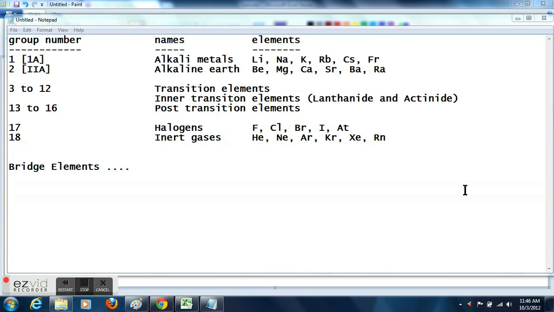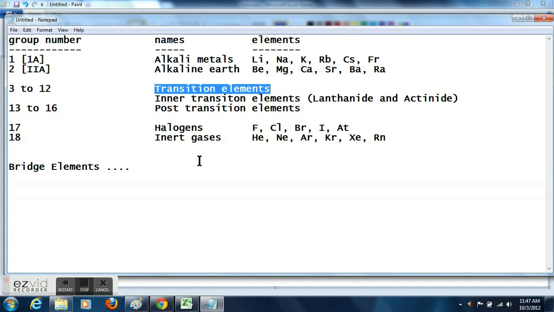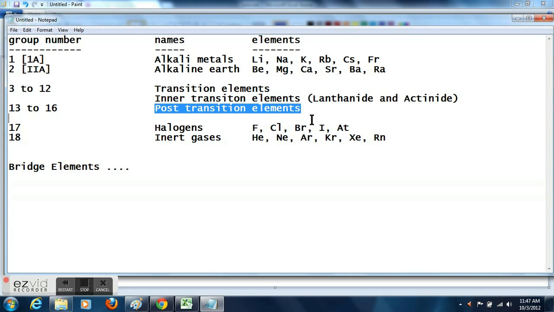Now, groups 3 to 12 are called transition elements, and in these groups we also have inner transition elements like lanthanides and actinides. I will discuss transition and inner transition elements when I discuss atomic structure and electronic configuration.